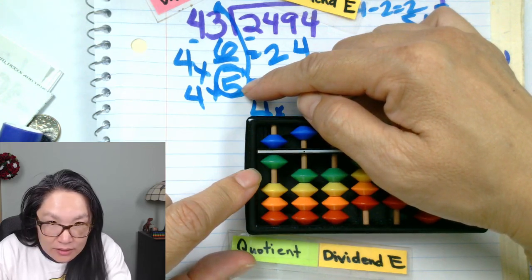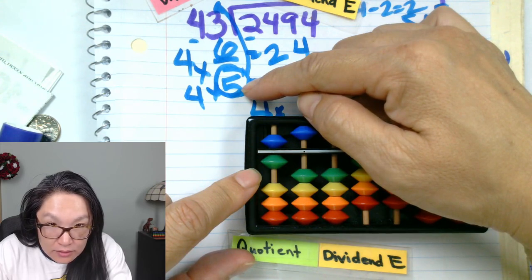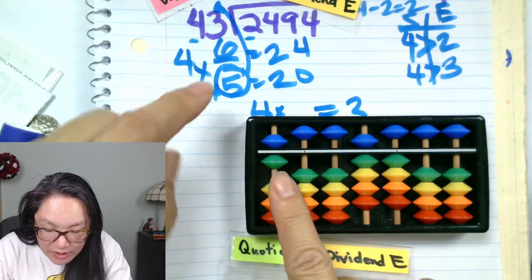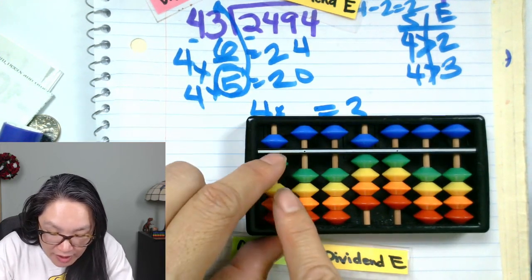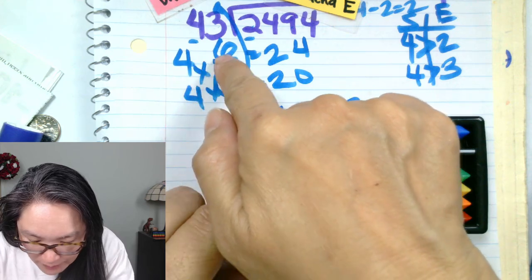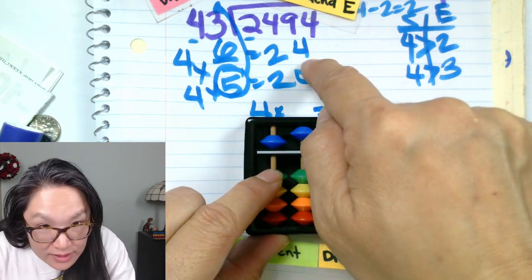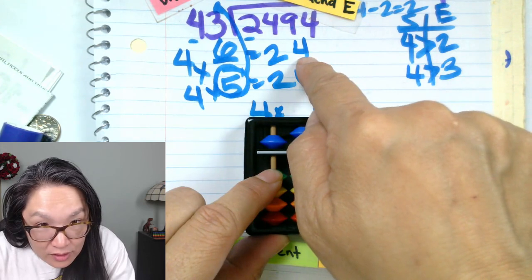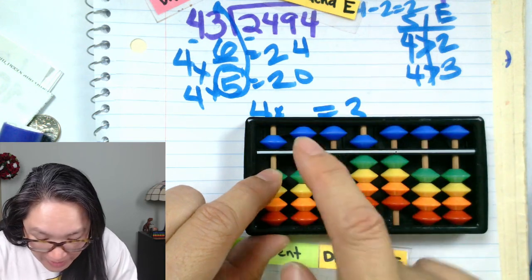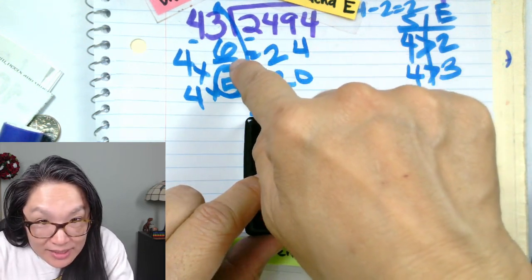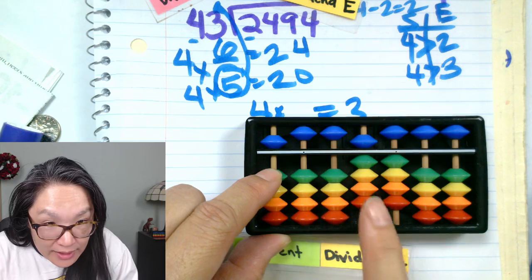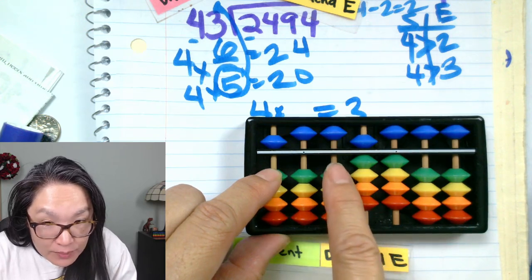Because 6 is too much, I have to make it 5. So I'm going to change this to 5. 4 times 5 is equal to 20. Notice I add the 4 here. Why is 6 too big again? Because 3 times 6 is 18. I'm trying to take away 18 from here, 1 and 8. I don't have enough beads to minus the 1.